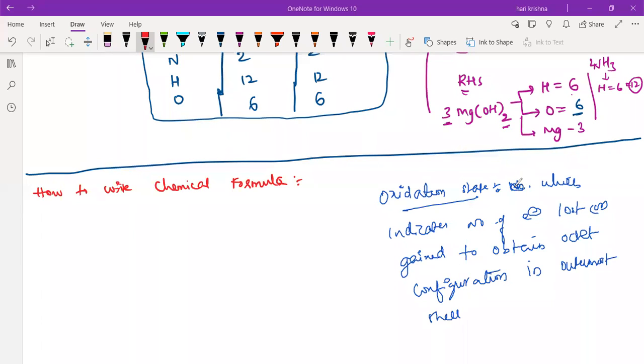Sir, a number which indicates number of electrons. I just, what will I say? It is just a number I'm telling. Okay, I'll tell you the example.